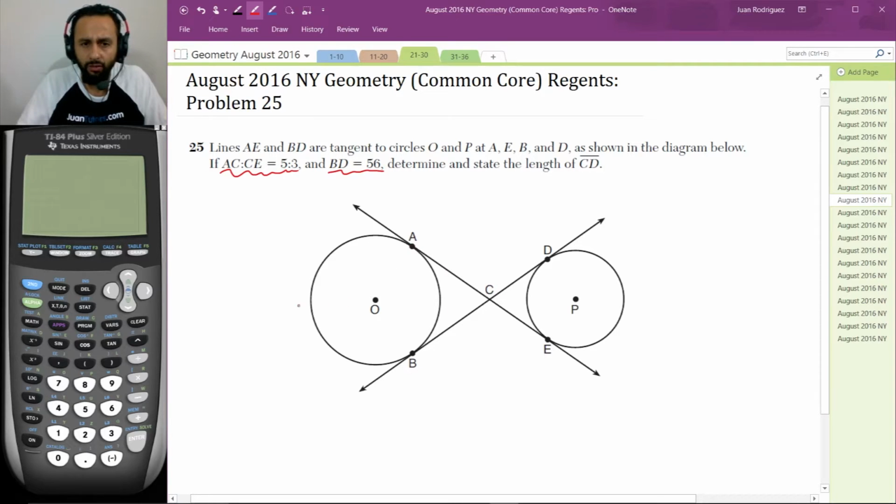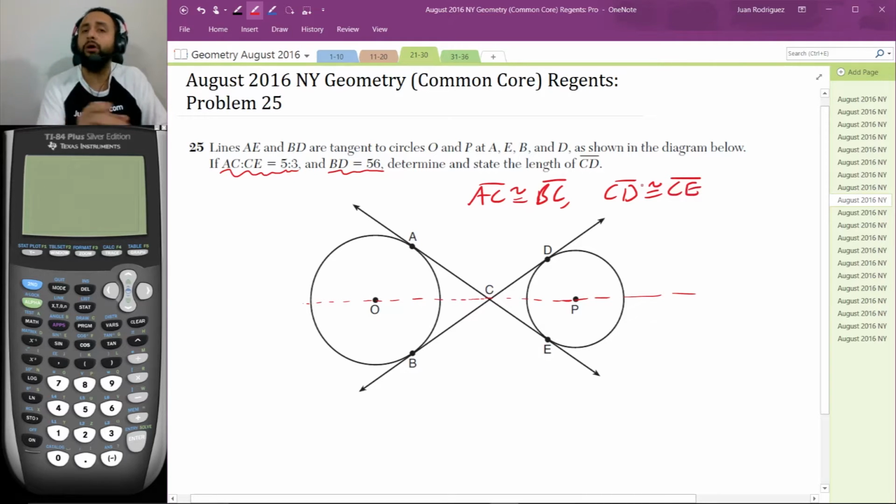Here's the first thing that we should notice: this object has a line of symmetry. If we go through the center O, through C, through P, that line is a line of symmetry of this diagram. So as a result, AC is congruent to BC, and also CD is congruent to CE. Okay, that's a big hint. So if that's enough for you to get the answer, pause now and try it. But we're going to keep going. We want to get BD. That's our goal eventually. So now, how can we use this ratio AC to CE is 5:3?